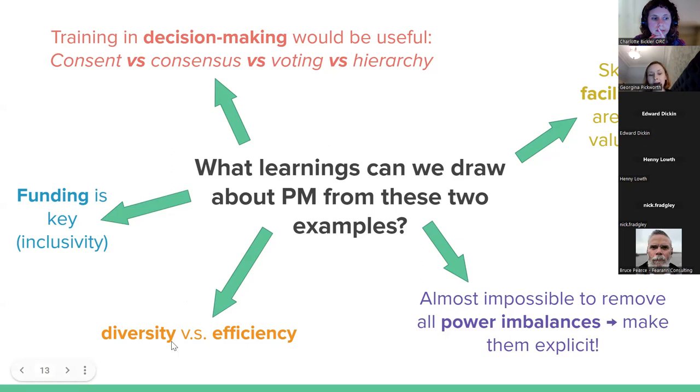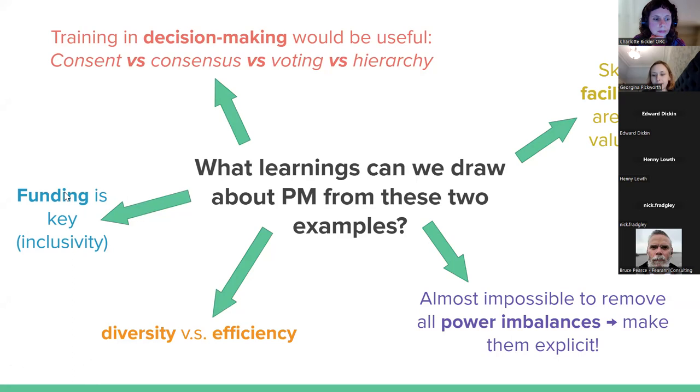Coming to consensus amongst diverse perspectives is not a time-efficient process. And so I think that speaks back to the funding point, that these processes take time. I've been involved in these projects, one of which has had funding available for that time, another hasn't. As I've said, there have been limitations on who can be involved in that project.